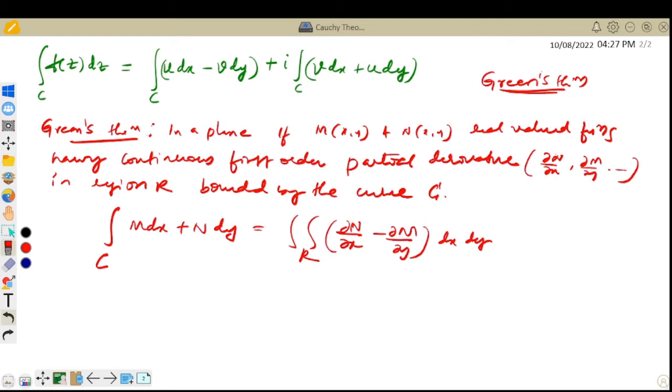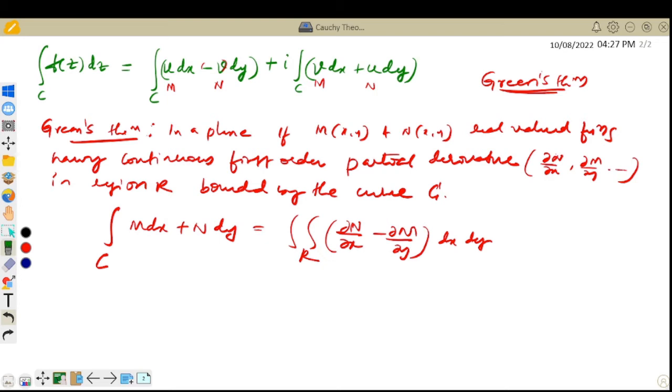So I need to apply this theorem for these two. Okay, look at here. So here this will become M, this will become N. N is equal to what? Minus v. Similarly here this is M, this is N. Okay, so let us apply this one and observe what will happen.